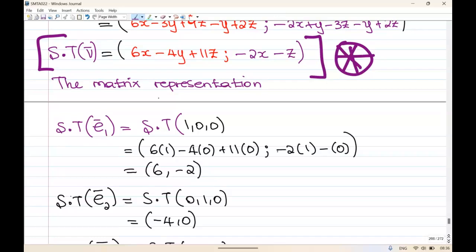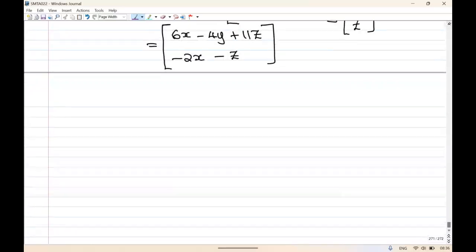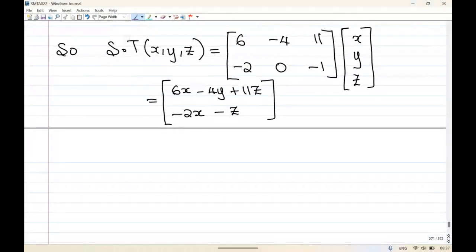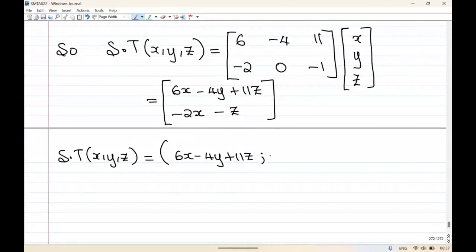Is it the one that we got down there? I'm waiting, colleagues. Yeah, they're the same. This star is the same as this. Unless you want me to write it in the fashion of S of x, y, and then z, you are going to have it in a vector form: 6x minus 4y plus 11z, comma, 2x minus z. Then here you are.